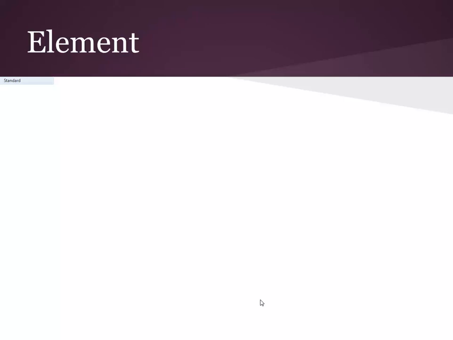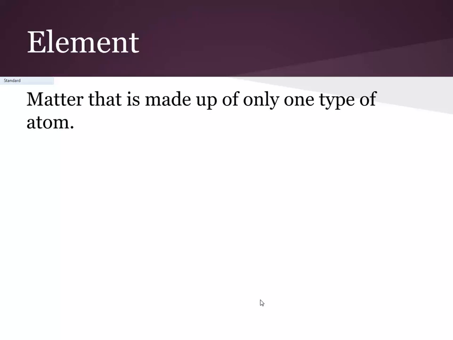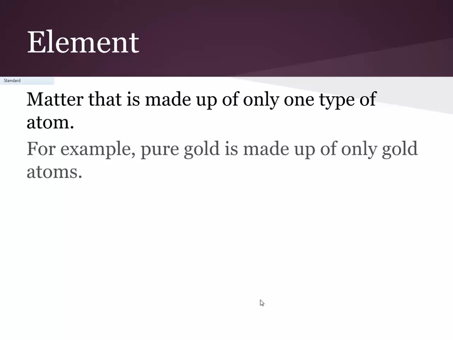So let's define an element. Matter that is made up of only one type of atom is what we consider to be an element. If I have only atoms of gold, I say that I have the element gold. If I were to mix any other type of atom in with that gold, even a single one, I no longer now have an element. I might have a mixture or a compound or a molecule, but I do not have an element unless there is only one type of atom there. Okay, so that's important to remember.